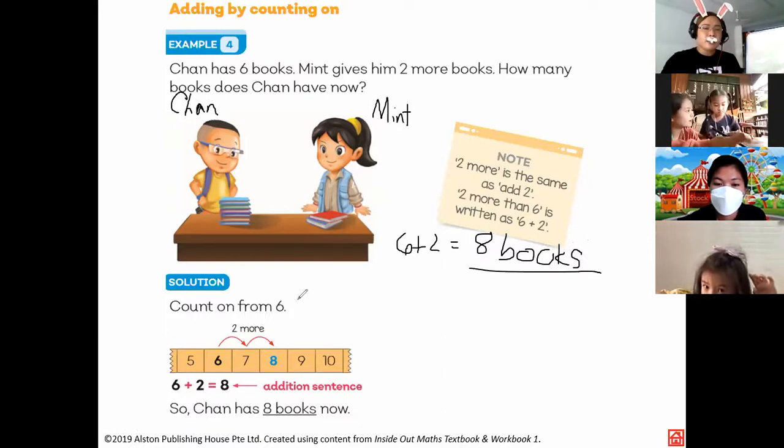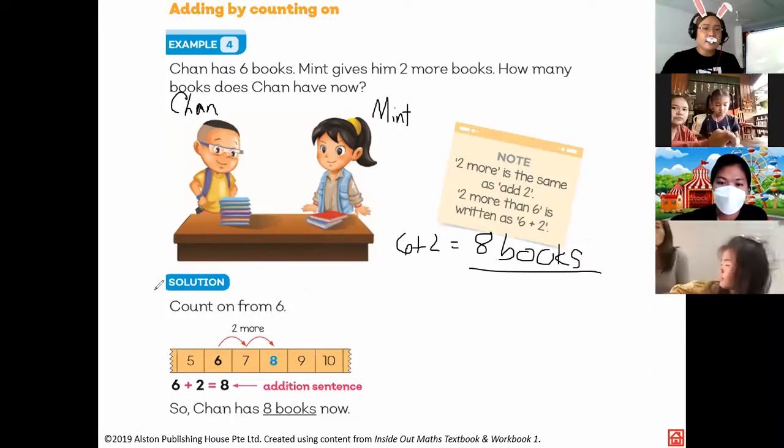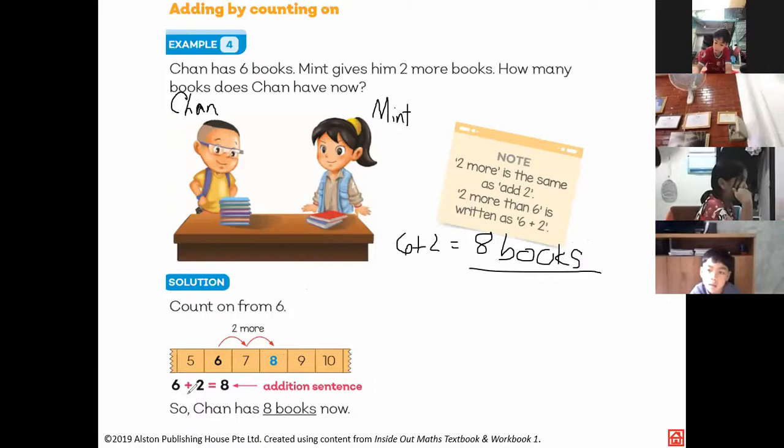So here's the solution. We have 5, 6, 7, 8, 9, and 10. All right, so 6 is over here. And then 2 additional books, 1 and 2. So that gives us a total of 8. So 6 plus 2 is equal to 8. So again, Chan has 8 books now.